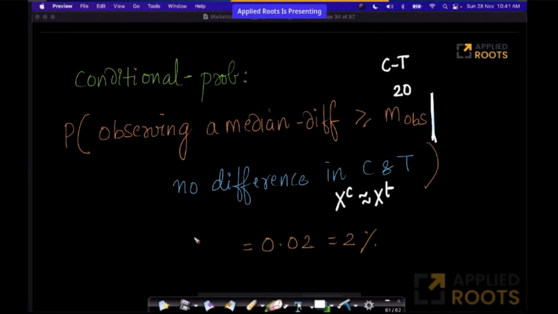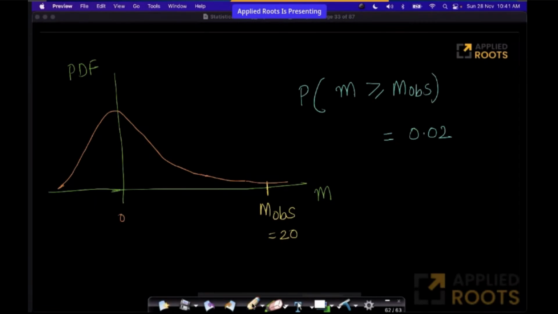Let's try to understand. What are we saying? We are saying, what is the probability of observing a median difference of 20 or more, or as extreme as 20 or more extreme than 20, given that my control and treatment are similar? How do I compute this value now? If you think about it, I will simply say, this is my PDF. I will simply take the area under this curve. There is this orange curve here. Let me draw that orange curve clearly here. I'll take the area under the curve.